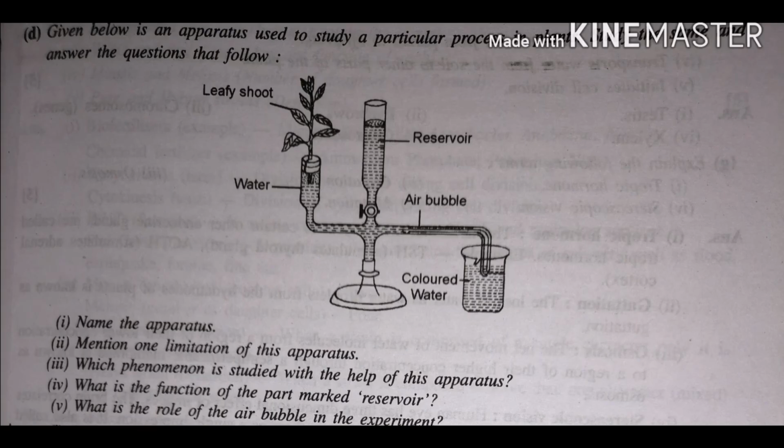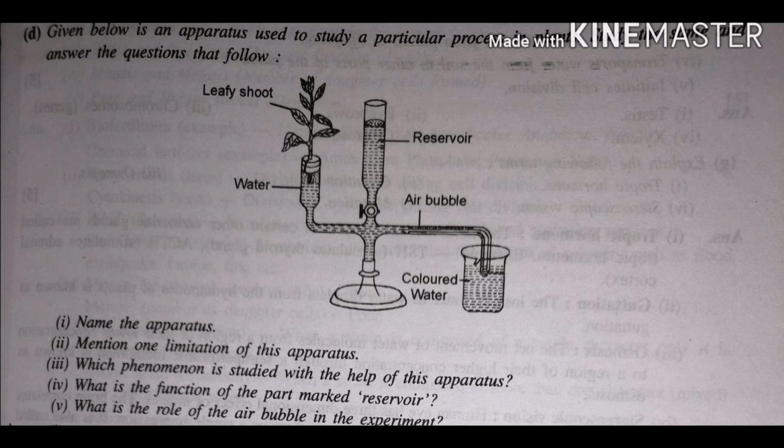Okay. So now let's discuss the next question. This is a question of 2016. The question is, given below is an apparatus used to study a particular process in a plant. Study the same and answer the following questions. The first question asked is, name the apparatus. Name of the apparatus is Ganong's potometer.